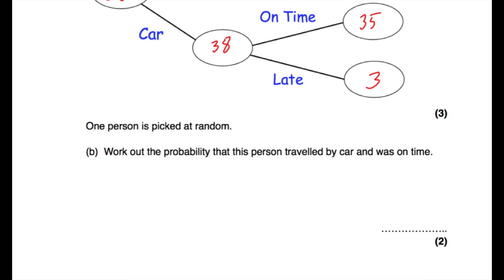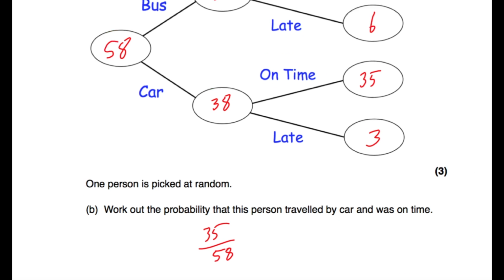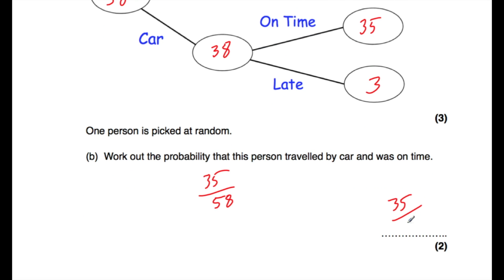And part B says one of the people is picked at random. Work out the probability that this person travelled by car and was on time. So there's 58 people altogether, so it's going to be out of 58. And we're asked to find the probability that this person travelled by car and was on time. So altogether there was 35 people that travelled by car and were on time. So it's going to be 35 out of 58. And that's our answer, 35 58ths. Okay, let's have a look at our next question.